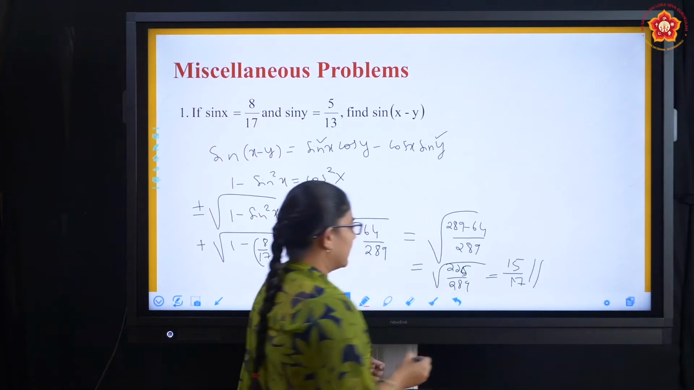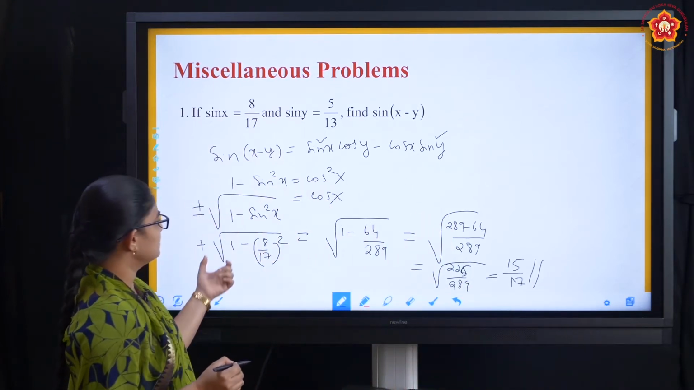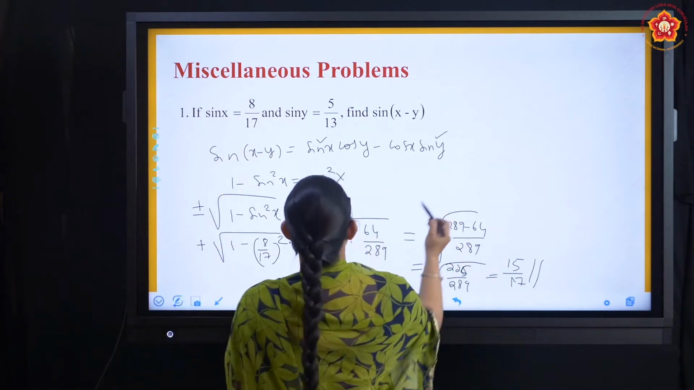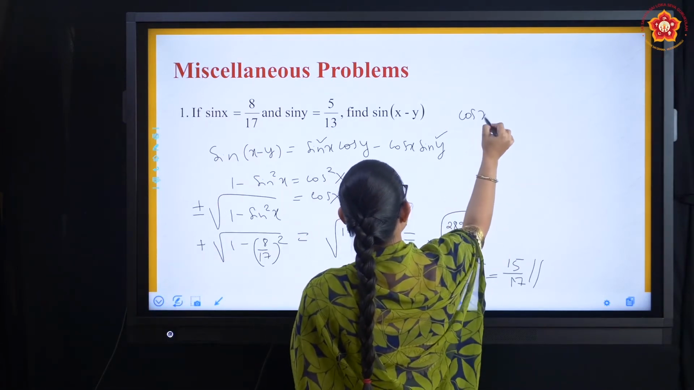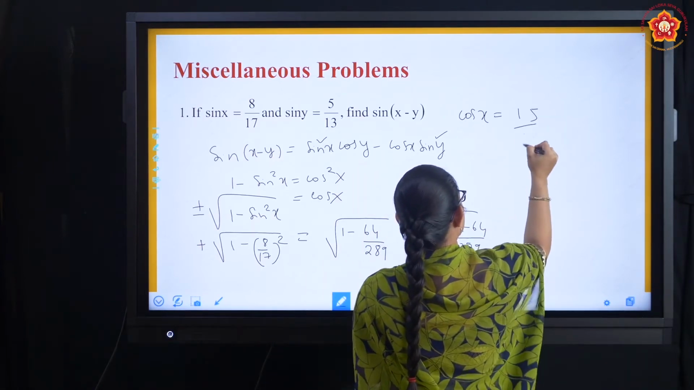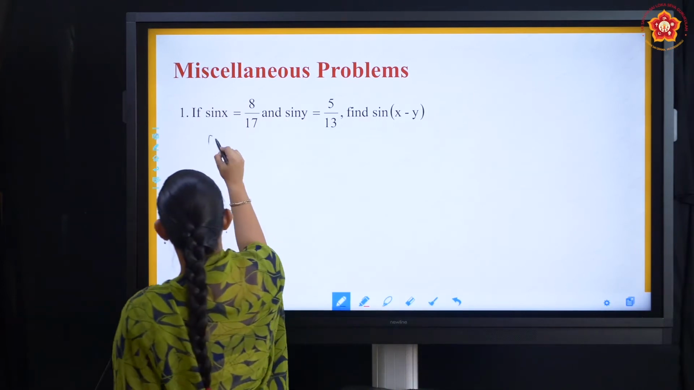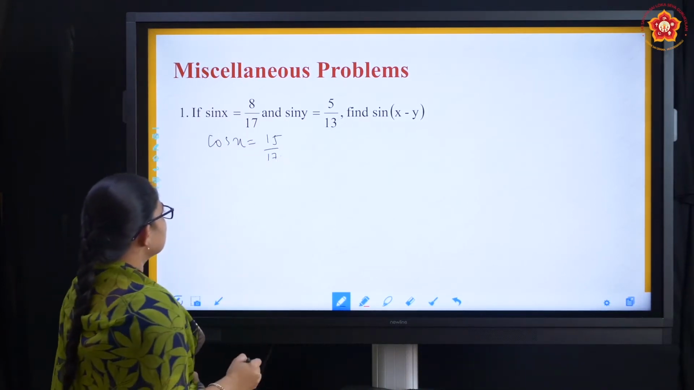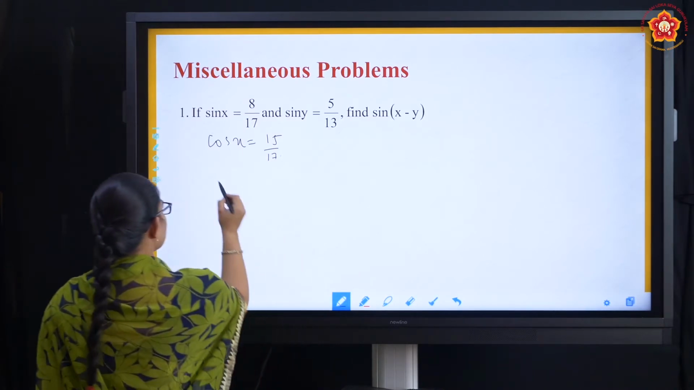So therefore we have found cos x. We know that cos x is nothing but 15 by 17. Similarly, we can find what is cos y.